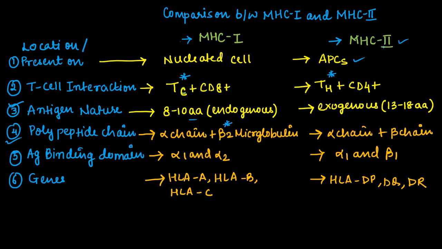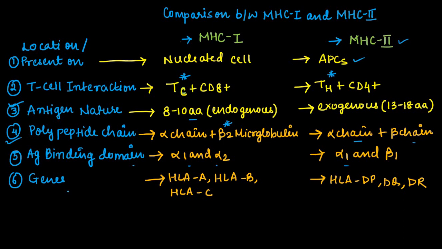If you are talking about the class 2 molecule, they are going to have 2 polypeptides, first is the alpha chain and second is the beta chain. If we are talking about the antigen binding domain, in case of class 1 MHC molecule, the antigen binding domain will be between the alpha 1 and alpha 2, and in case of MHC class 2, the antigen binding domain will be present between the beta 1 chain and alpha 1 chain, or you can call it alpha 1 chain and beta 1 chain.